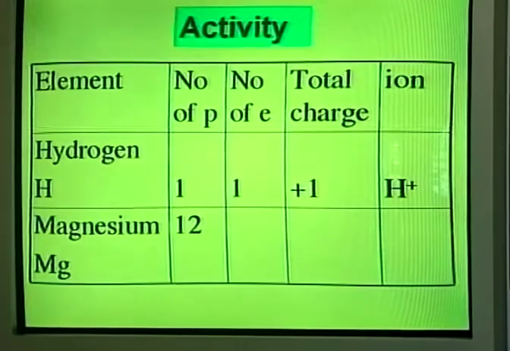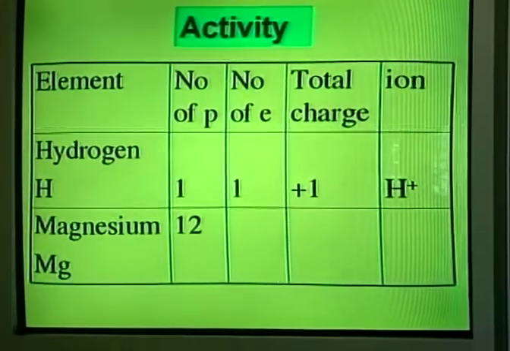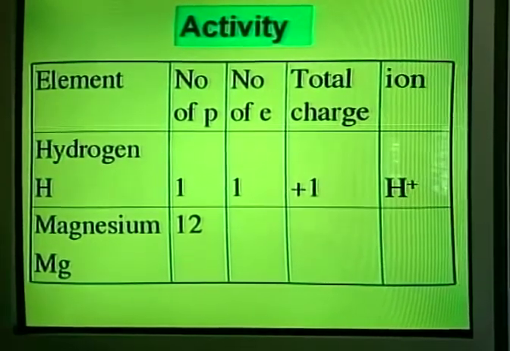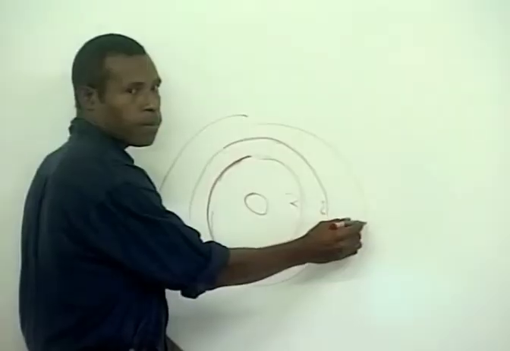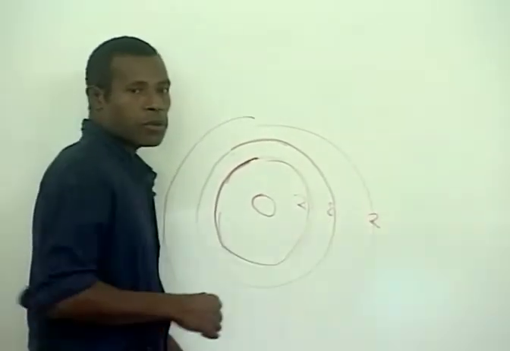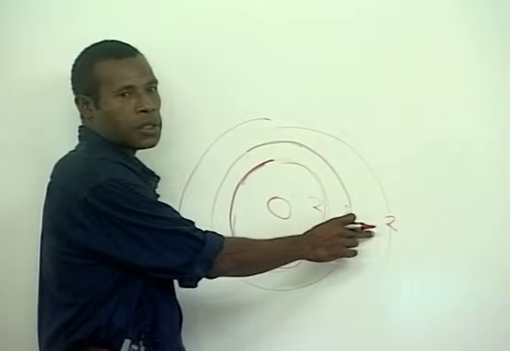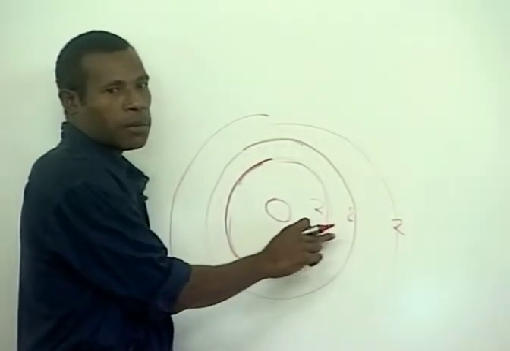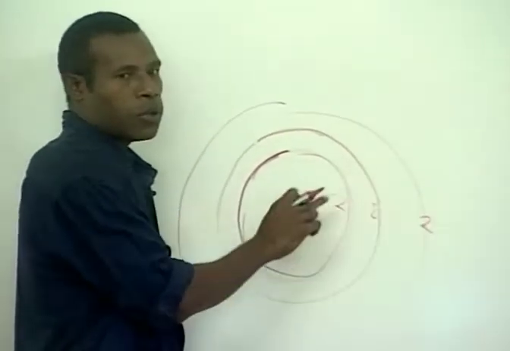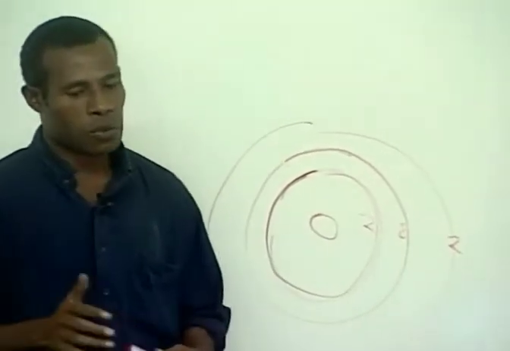You can do the same for magnesium. Magnesium has 12 electrons, so the outer shell will have 2. It easily loses these 2 in order to become stable. So when it loses them, you know that a positive charge or positive ion is formed.